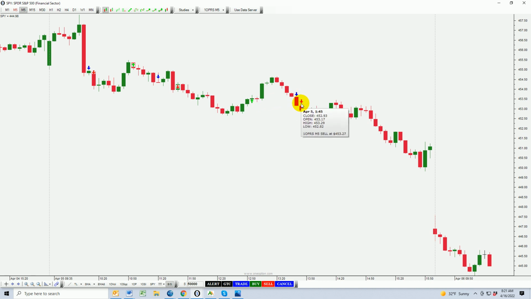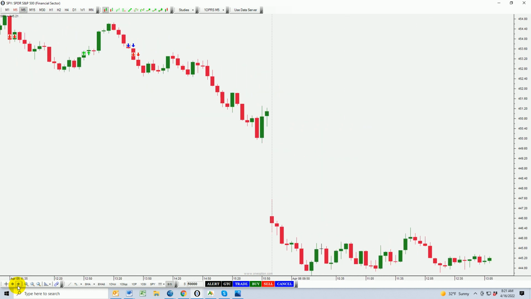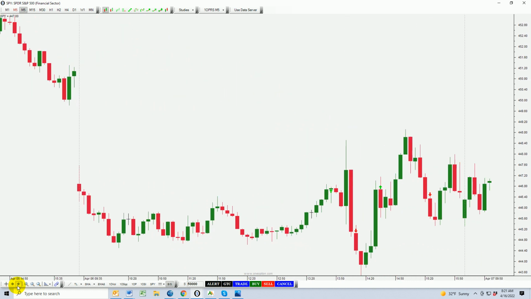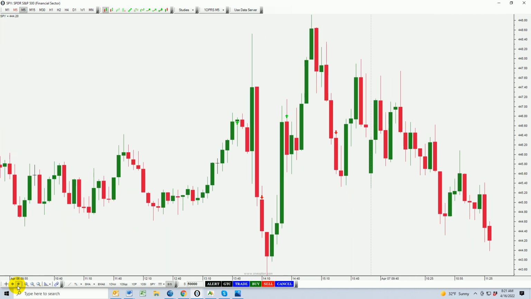Scratch here, you're short in here. Very nice short. So definitely should have been making money on this through the course of the day. Again, scratch there, small loser, small winner. Yeah, that would definitely be your gain for the day. See how easy this is? You just follow the arrows. It's all you have to do.